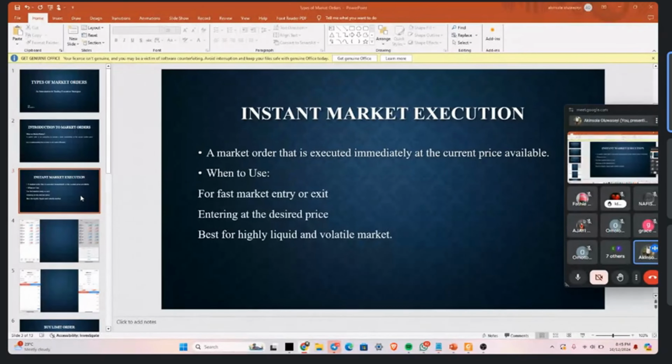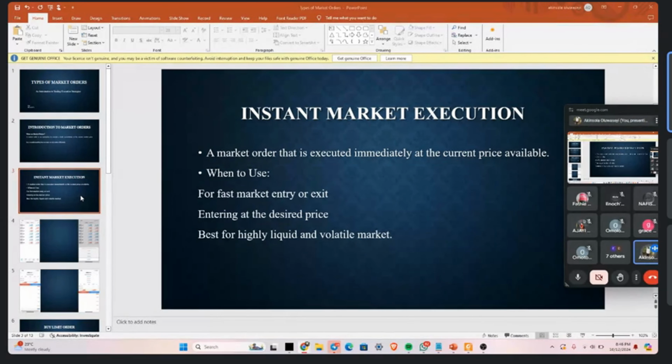What you tend to do next during instant market execution is, number one, you need to take note of the fact that the market must already be at your entry point. That is the point at which you have in mind to either buy or sell. That's the first thing to take note of.